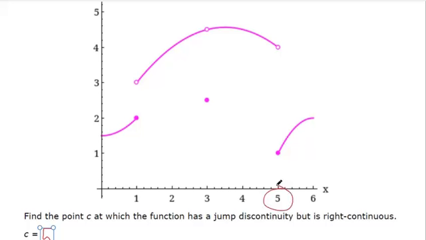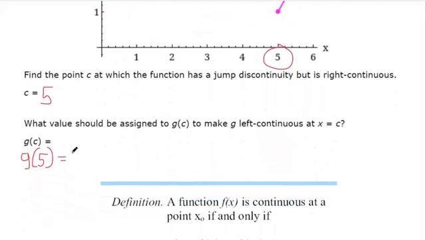So at c equals 5, what y value would have to be there so that we wouldn't have a left discontinuity? So we just basically have to fill in that circle. And at y equals 4, then we no longer have discontinuity. Okay, so the y value needs to be a 4 to fill in that hole.